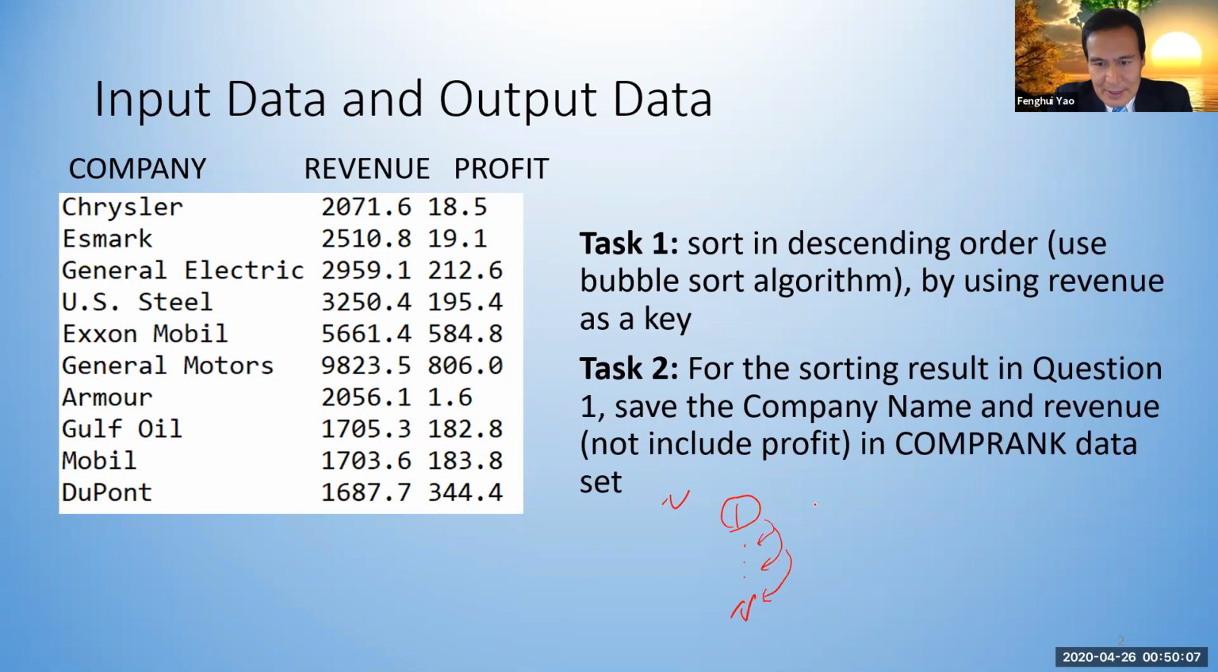And then next, start from the second data. First one, second one, third one. Then next, start from here, this data will compare with all other data. After this, the second largest one will come to the second position. So in this way, we can sort data in descending order. That means the largest one comes to the top.